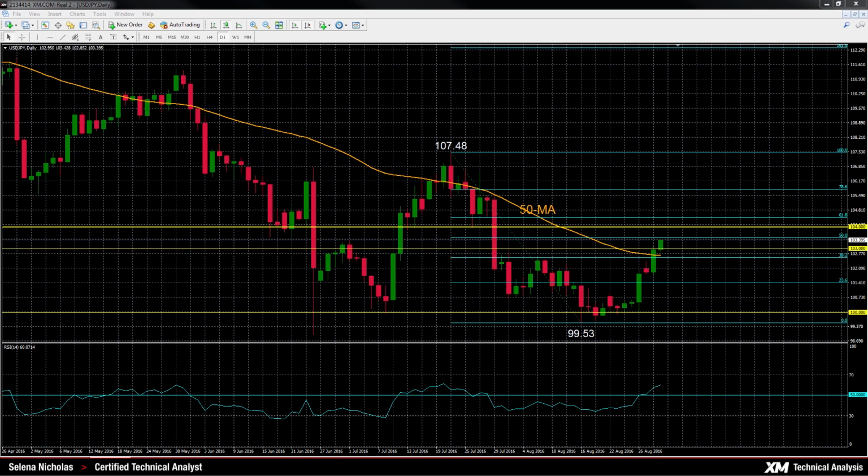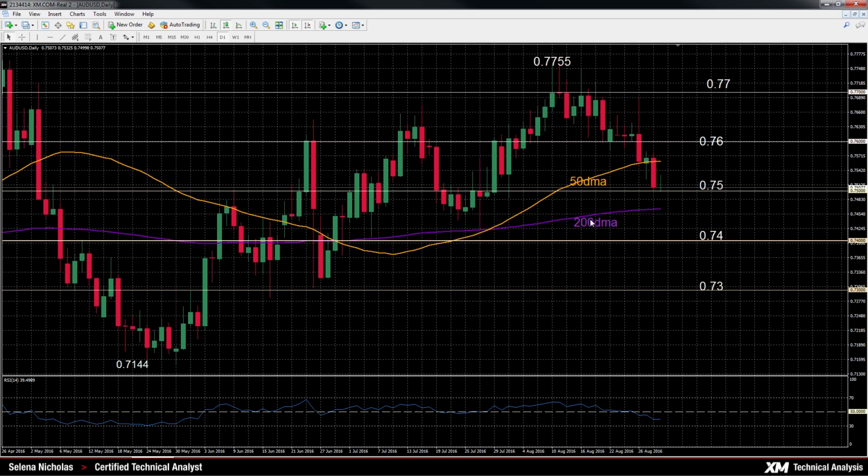If we look at the Australian dollar versus US dollar, it reversed the uptrend from 0.7144 up to 0.7755. So this bearish phase started August 11th. It's still clearly intact, especially after falling below the 50-day moving average. This strengthened the bearish case. Support is now at the key 0.75 level, and then below this the 200-day moving average comes into view.